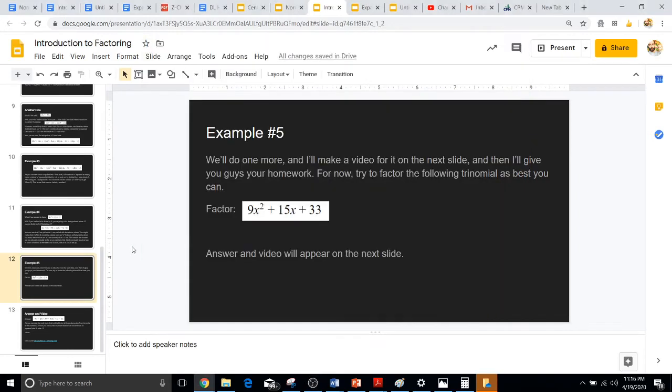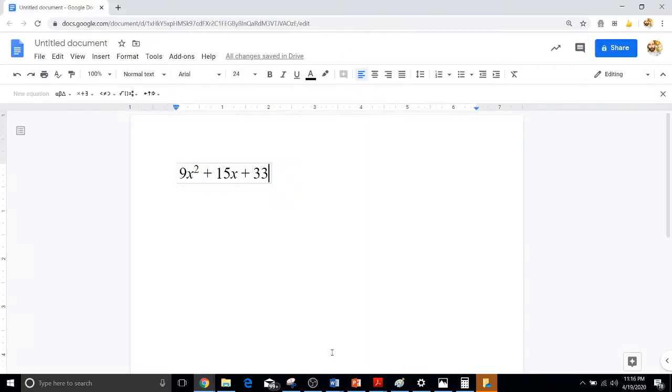Alright guys, for today's video, we're going to factor 9x squared plus 15x plus 33. Well, as you know from earlier slides, in order to do this, we need to ask ourselves what number can we pull out of all three of these. Let's switch over to take a look at it.